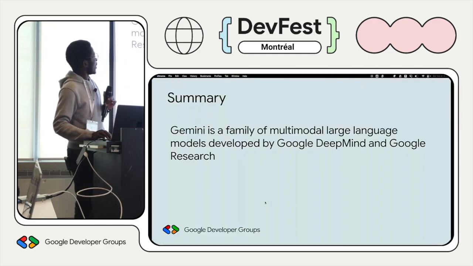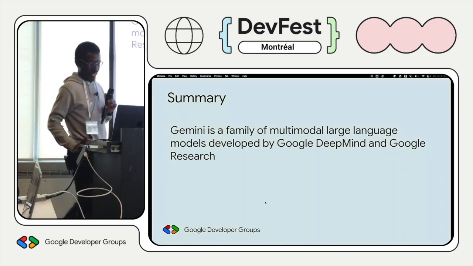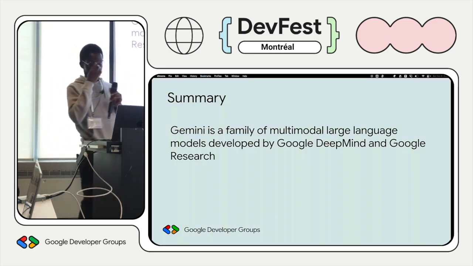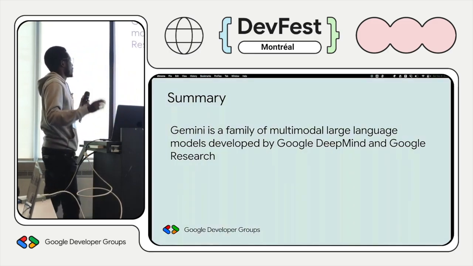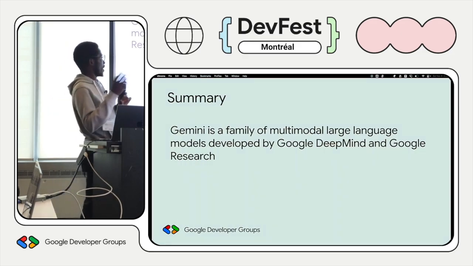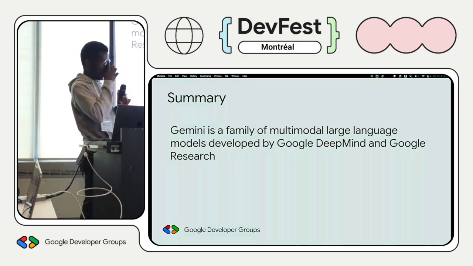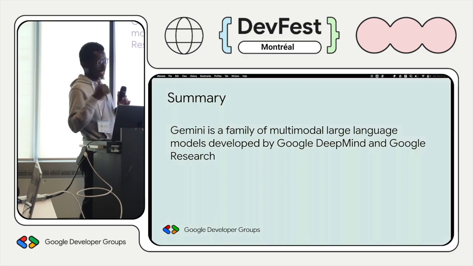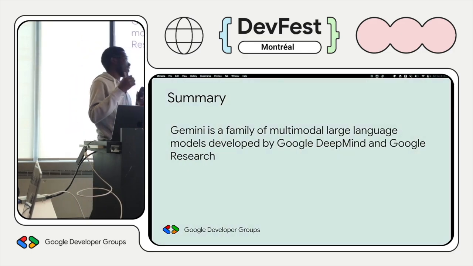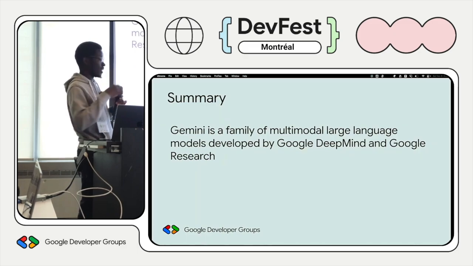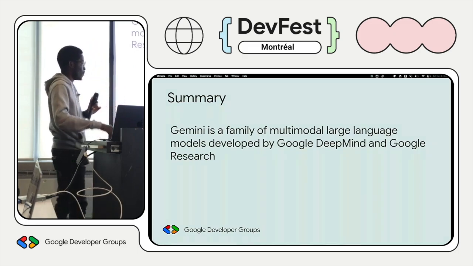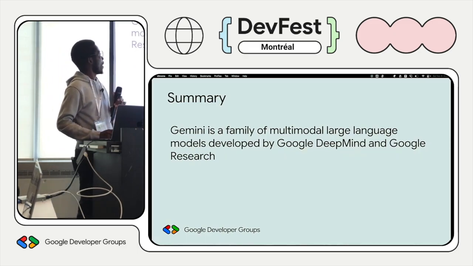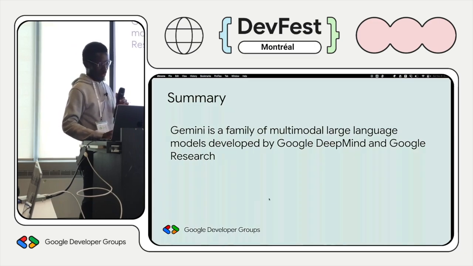So in summary, Gemini, like I've said previously, is a family of large language models. It's categorized into 3 different tiers: Gemini Ultra, Gemini Pro, and Gemini Nano, which is aimed to be built on device, but it's currently not available to the public. It's only available for private preview.